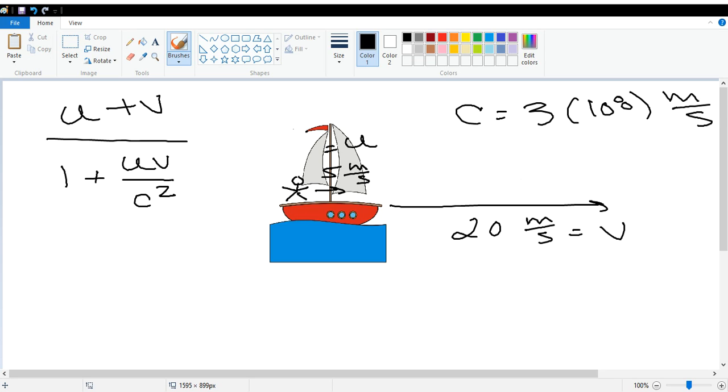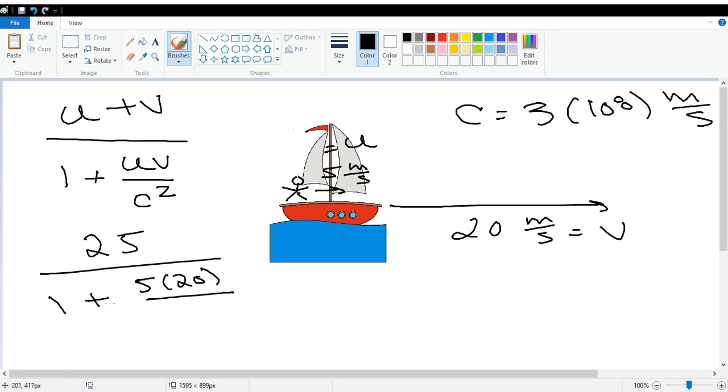So let's actually take a look at what the speed of the man on the boat relative to us in our reference frame sitting on the harbor would be using the relativistic equation of velocity. Well, the speed would be u plus v, which is 5 plus 20, which is 25, divided by 1 plus 5 times 20, divided by 3 times 10 to the 8th all squared, which would be about 9 times 10 to the 16th. This is in terms of meters per second.